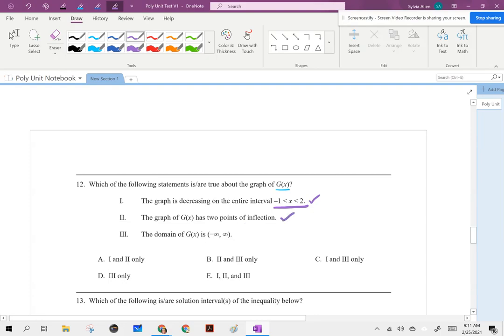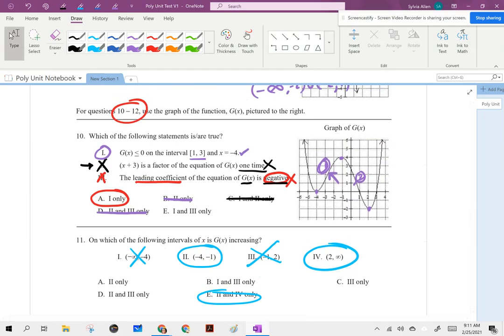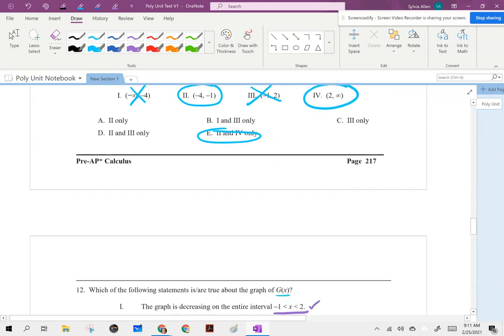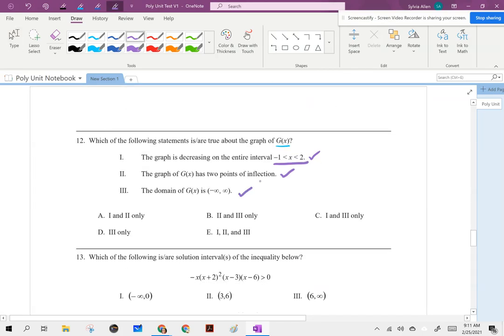The domain is all real numbers. Well, let's take a look. Is there a hole? Is every x value represented? That's true. Polynomials are all real numbers. So we're looking at 12 as being E.